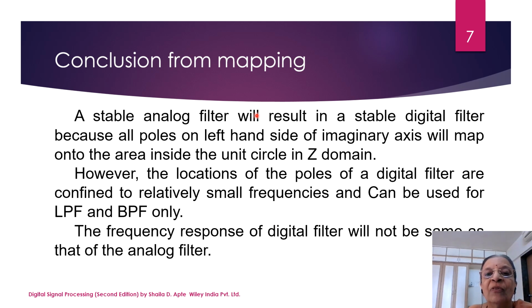So a stable analog filter will result in a stable digital filter because all poles on the left hand side of imaginary axis will map onto the area inside the unit circle in the Z domain, but it will be inside a small circle. However, the locations of the poles of a digital filter are confined to relatively small frequencies, and can be used for low pass filter and band pass filters only. The frequency response of the digital filter will not be same as that of the analog filter.